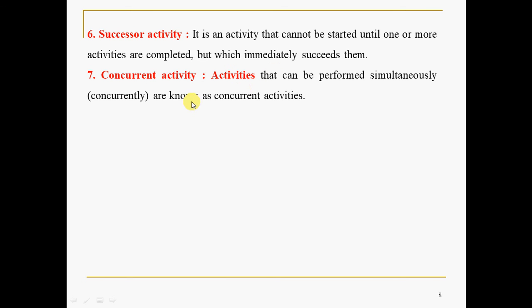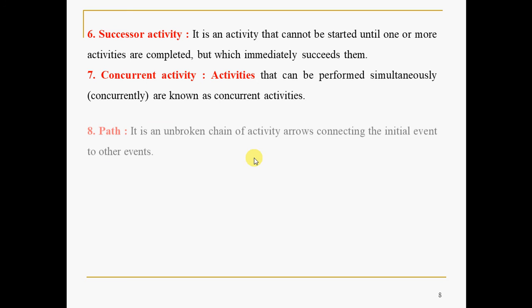Concurrent activity: activities that can be performed simultaneously are known as concurrent activities. For example, if you take the construction itself, some activities, painting also may be going on and some other decoration or interior work also will be going on, let us say. They are the concurrent activities.